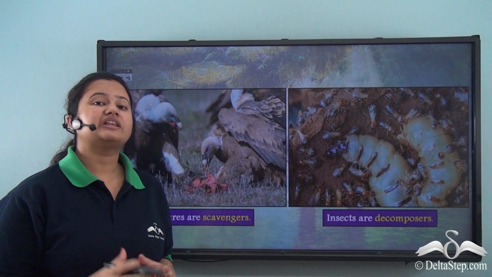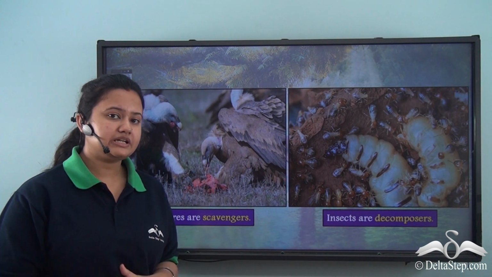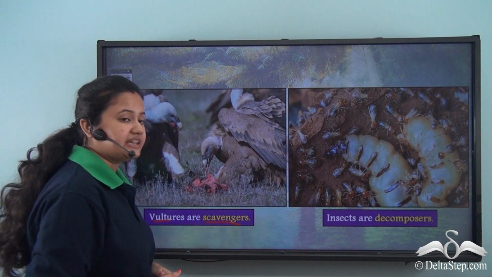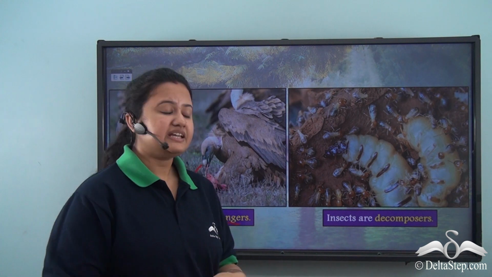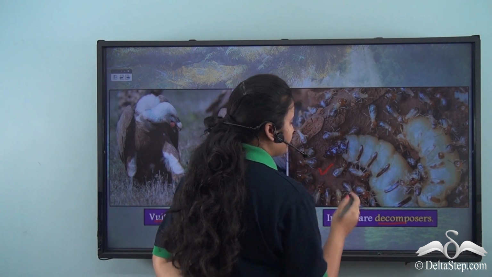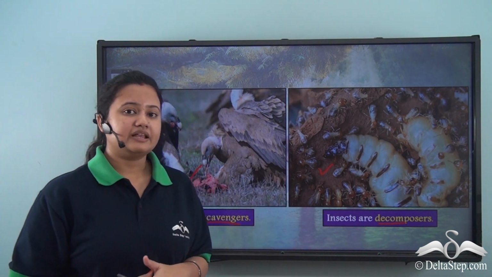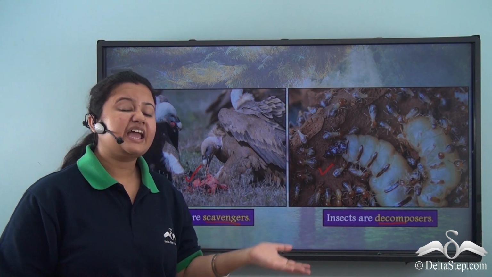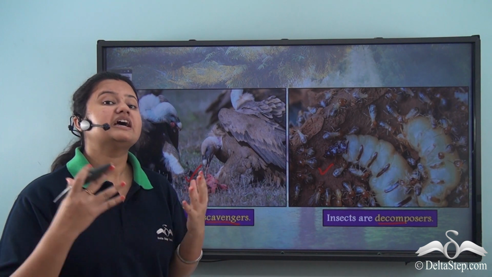Other than providing us with many valuable products, animals also help to keep the environment clean. There are certain birds like vultures who are scavengers, that is, they feed on dead and decaying organisms. Also, there are certain insects like termites who are decomposers because they help to decompose dead and decaying bodies of plants or animals. Thus, by decomposing the dead and decaying waste, these birds or insects help to keep the environment clean.